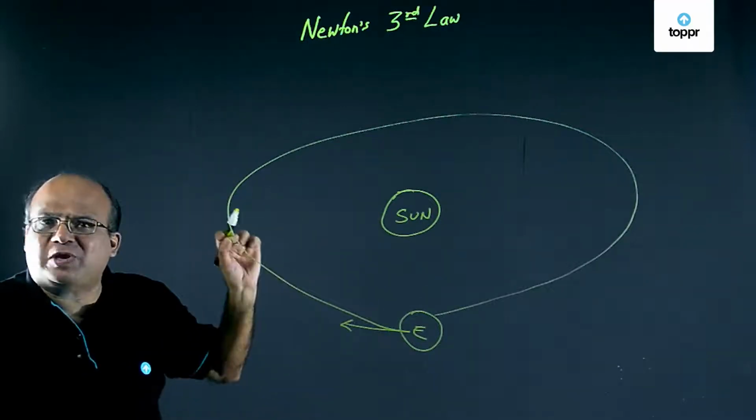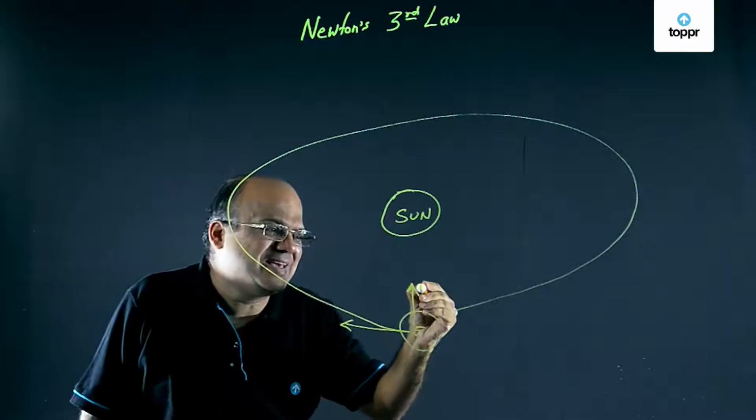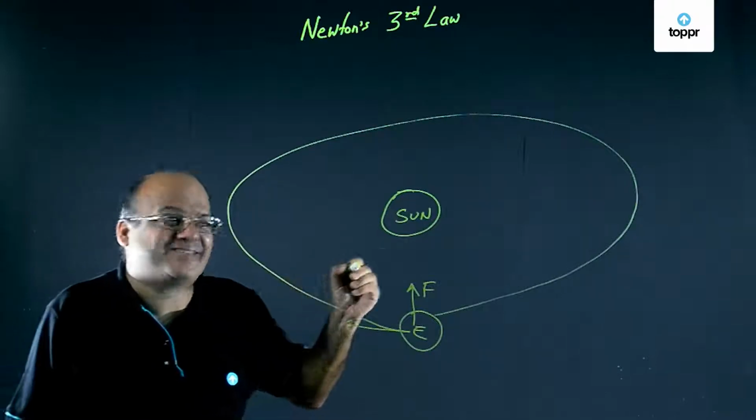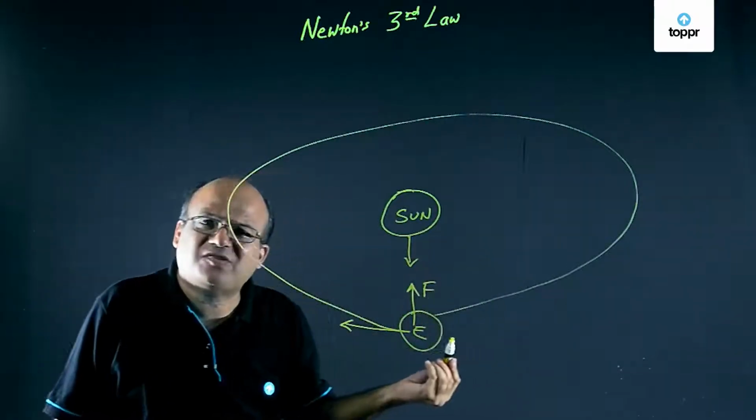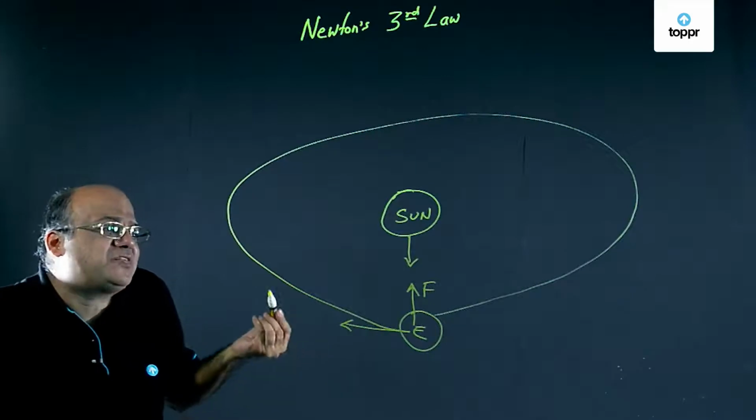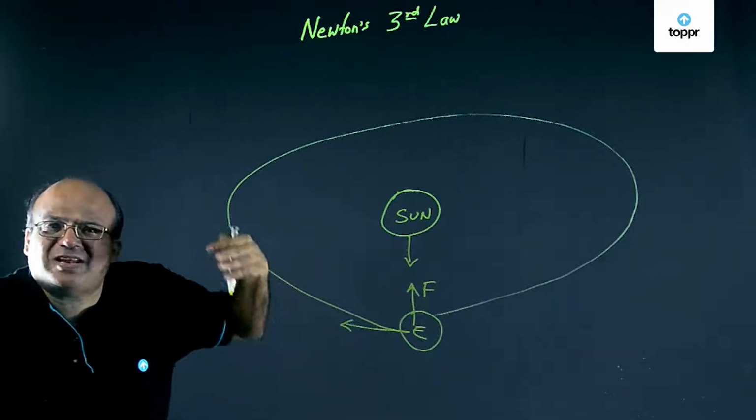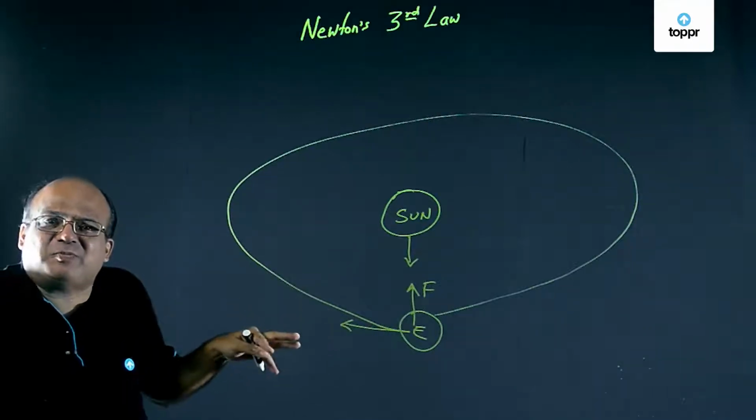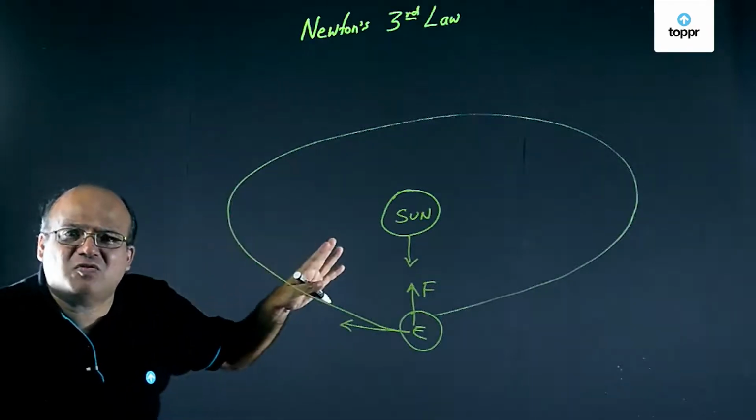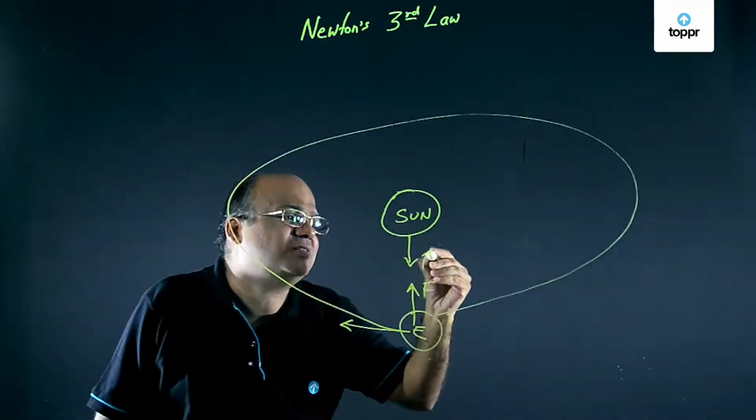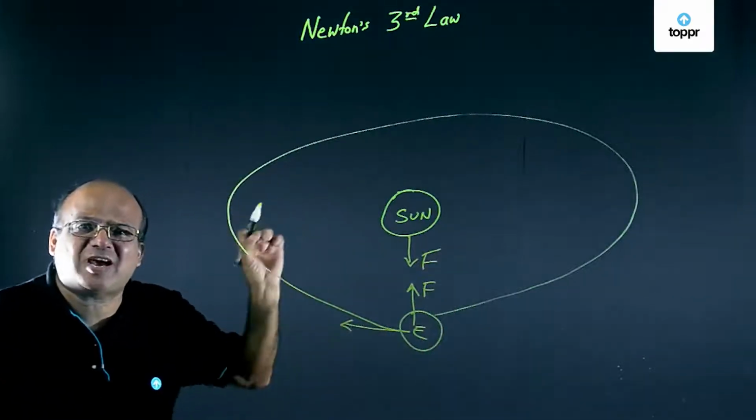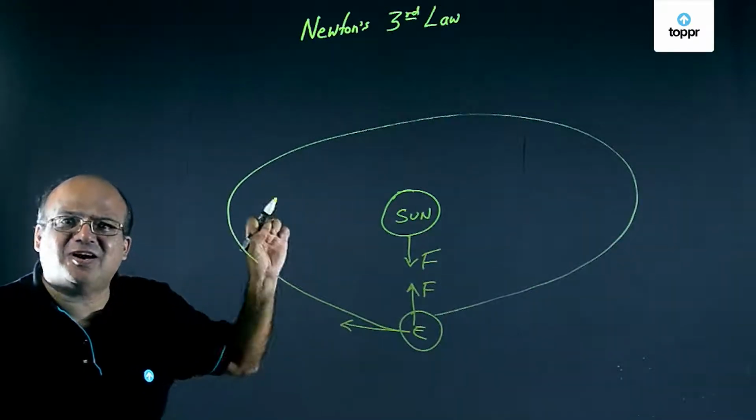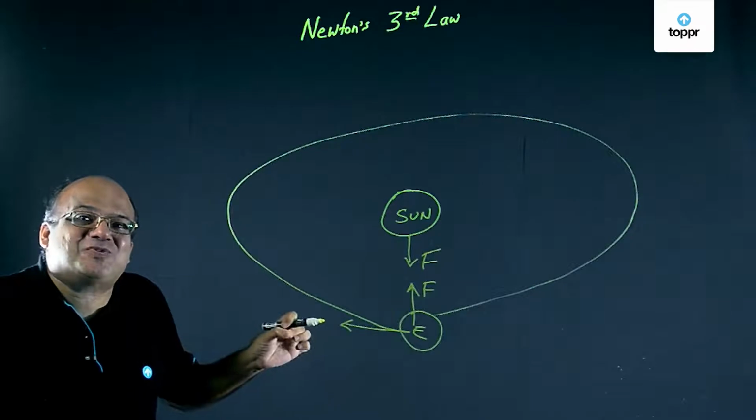Now, sun is pulling the earth. Is the earth pulling the sun? Yes, it is pulling. Whose force is more? You may be tempted to say sun's force is more because the sun is more massive, so it must be pulling with greater force. Earth is less massive, so it must be pulling with lesser force. But that is wrong because every action has got equal and opposite reaction. With whatever force the sun pulls the earth, the earth pulls the sun with an equal and opposite force.